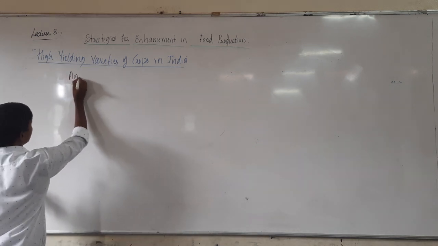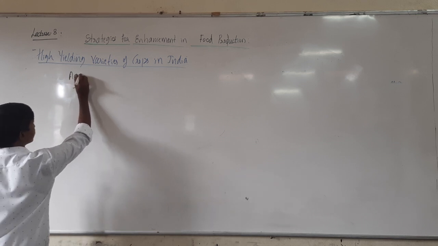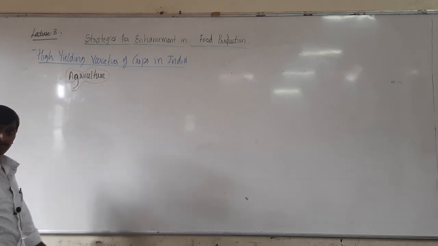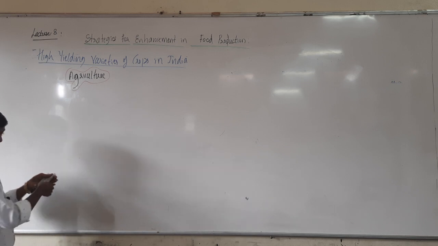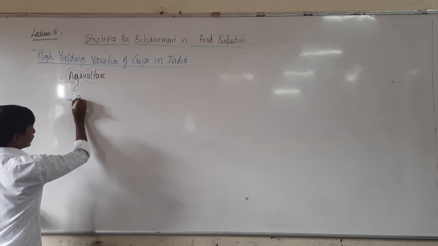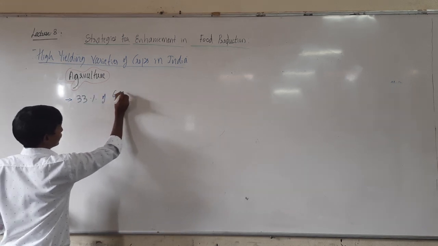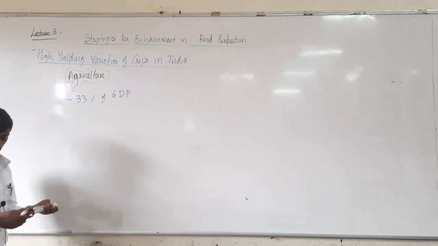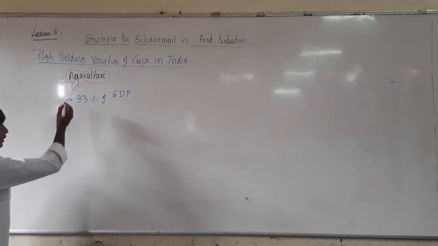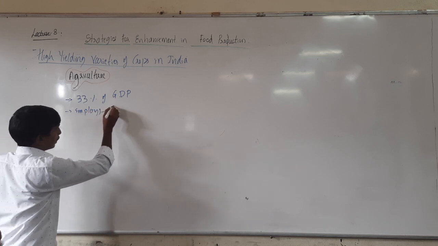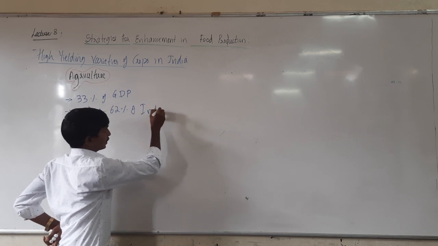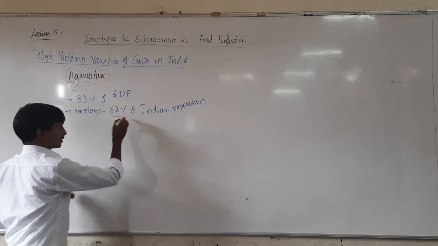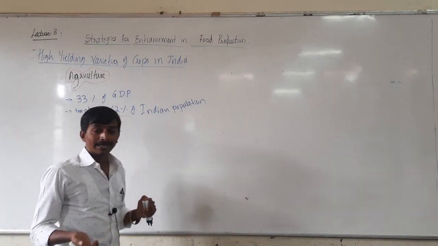India is basically an agriculturally dependent country. So agriculture is one of the major sources of income for the farmers. Agriculture contributes about 33% of the GDP, gross domestic product, and agriculture employs about 62% of the Indian population. Means among the total population, 62% are dependent on agriculture or agriculture related business.